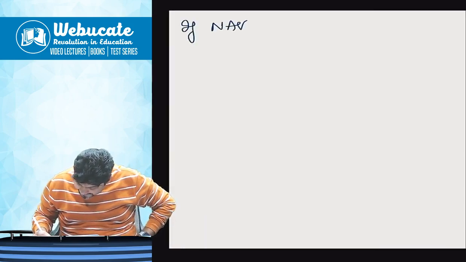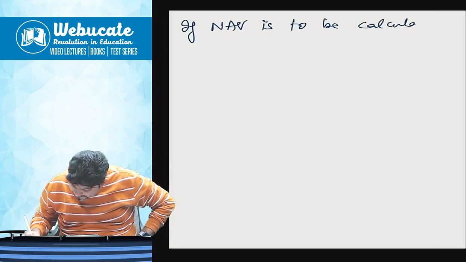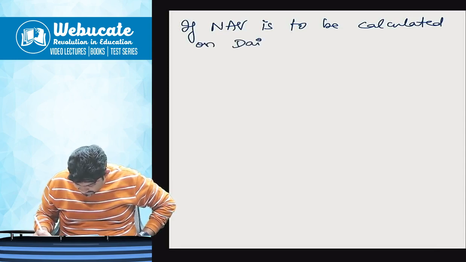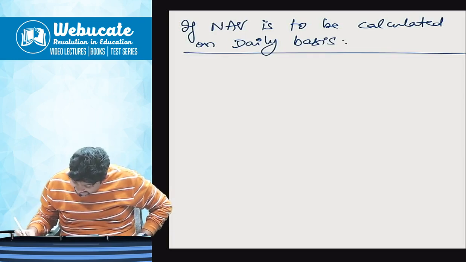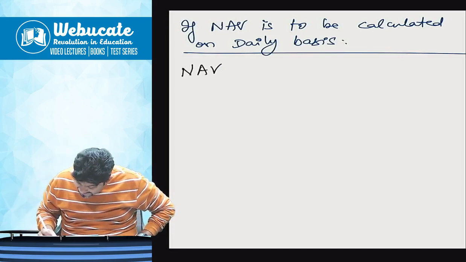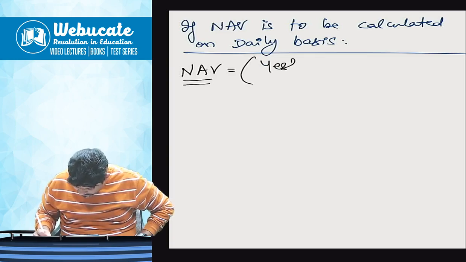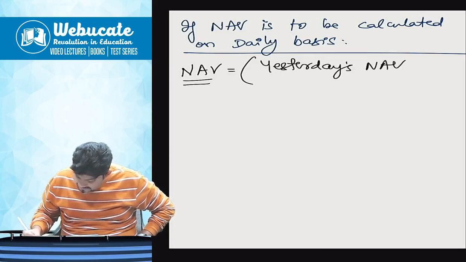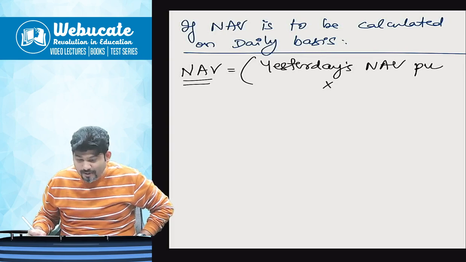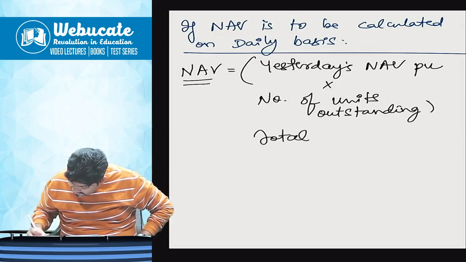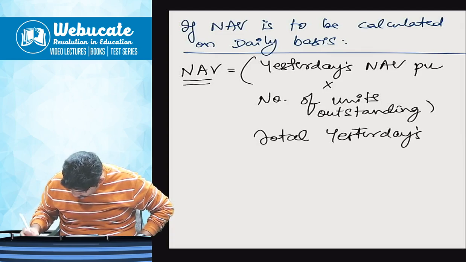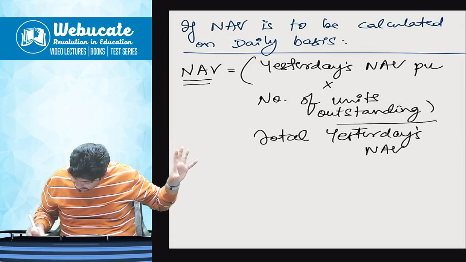So, can I conclude on that note? If NAV is to be calculated on a daily basis, how will we calculate it, guys? We will calculate it like this. NAV is equal to yesterday's NAV per unit multiplied by, can I say, the number of units outstanding. So this will give us yesterday's total NAV.